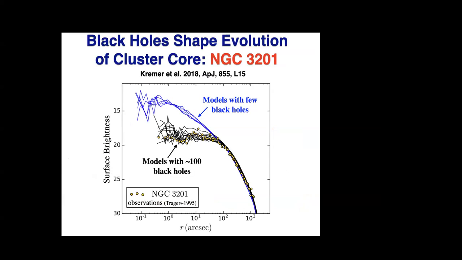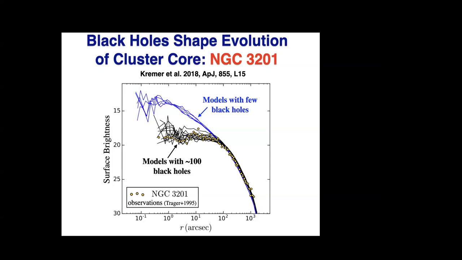So essentially what we did, this plot here is showing surface brightness versus radius for this particular cluster at its present day age, 12 billion years. These yellow circles are the observed surface brightness profile for the cluster. The surface brightness is essentially a measure of the density profile of the cluster. So this is generally, I would say, the most useful observational diagnostic of the state of a cluster as it's observed today.